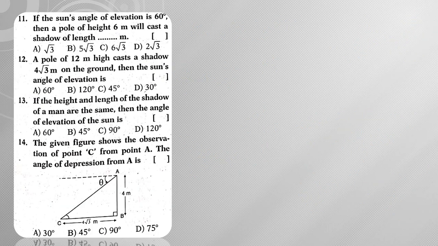Next, question number 11. The sun's angle of elevation is 60 degrees. Then a pole of height 6 meters casts a shadow. So already we know the formula: tan theta is equal to h by d. Now substituting the values, tan 60 is root 3, is equal to h, which is 6, by d. Now this I can write as d is equal to 6 by root 3. Again this 6 I can write as 3 into 2 by root 3. Again in 3, root 3 gets cancelled, root 3 times. Hence the answer is 2 root 3.